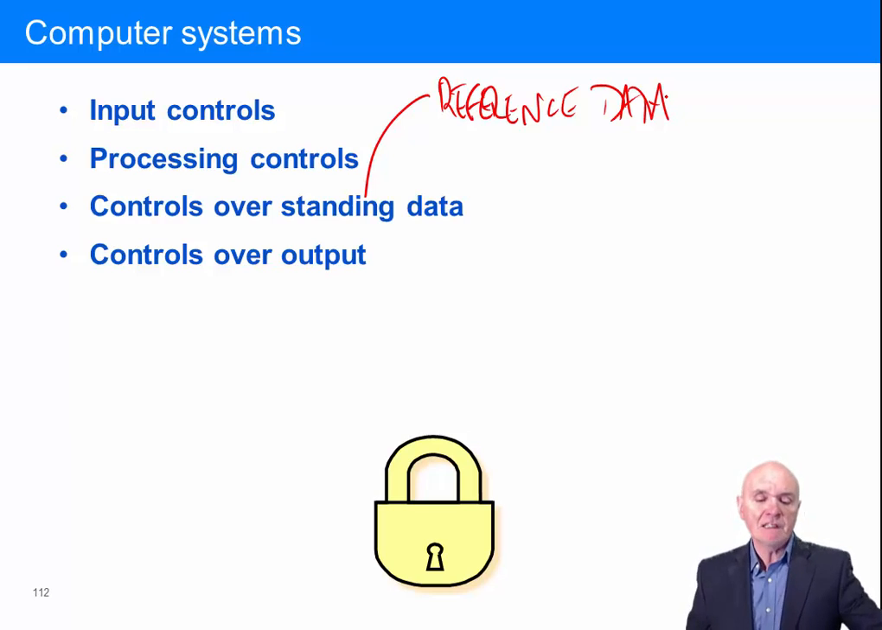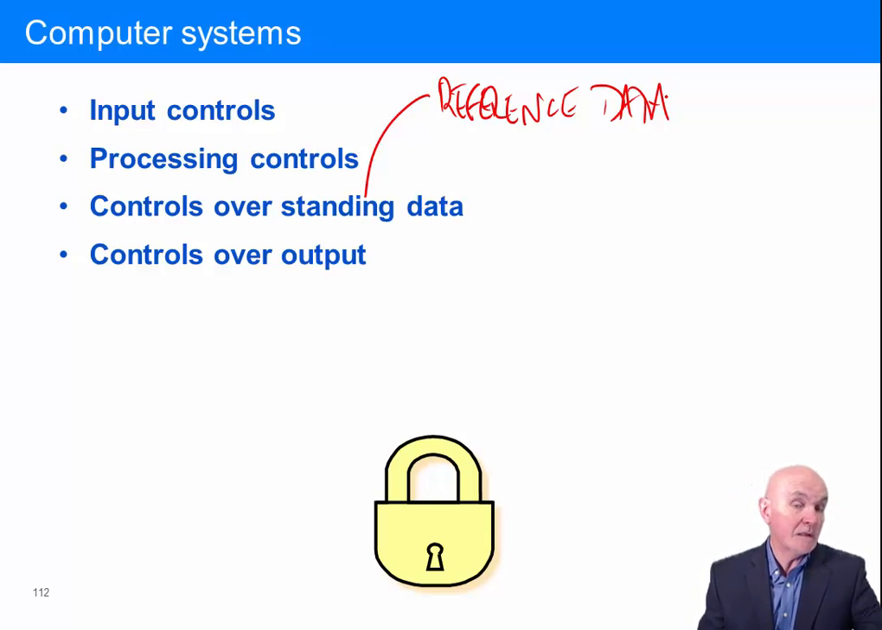And the sort of data that you have here would be, say, an employee's name, an employee's bank details. They're pretty static. The employee's rate of pay is probably going to change once a year. Prices of goods, the selling price of a good is only going to change fairly rarely. This has to be contrasted to transaction data.